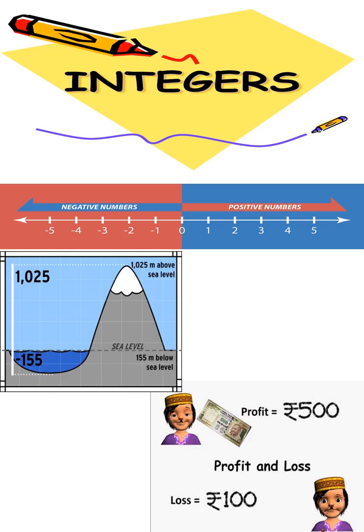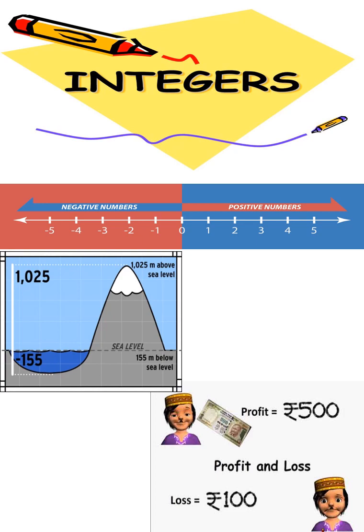Today we will study a chapter of class 6 mathematics. But before starting the chapter, let's look at these images first. In the first image, you can see a number 1025 that is written above the sea level. And here is another number, minus 155, that is written below the sea level.